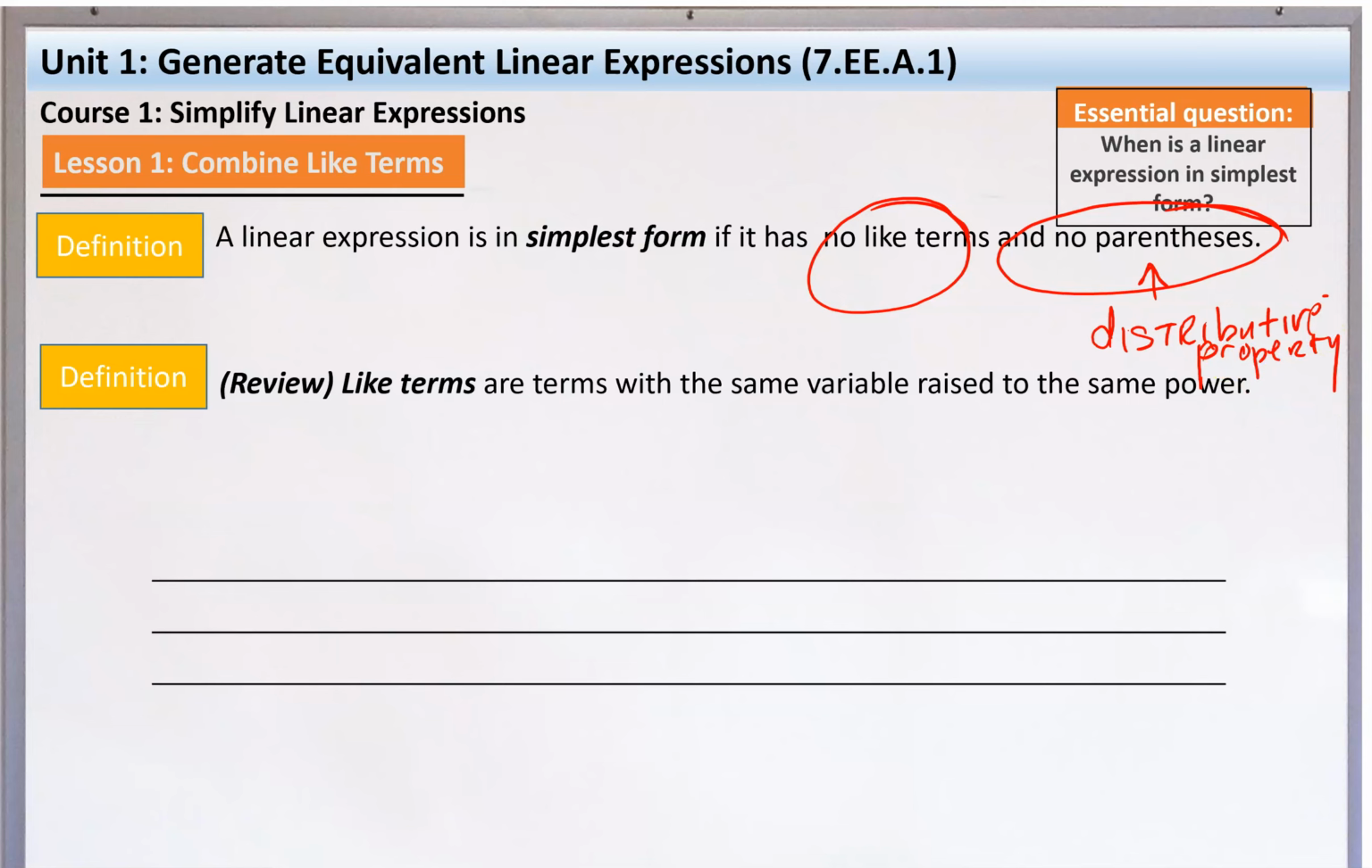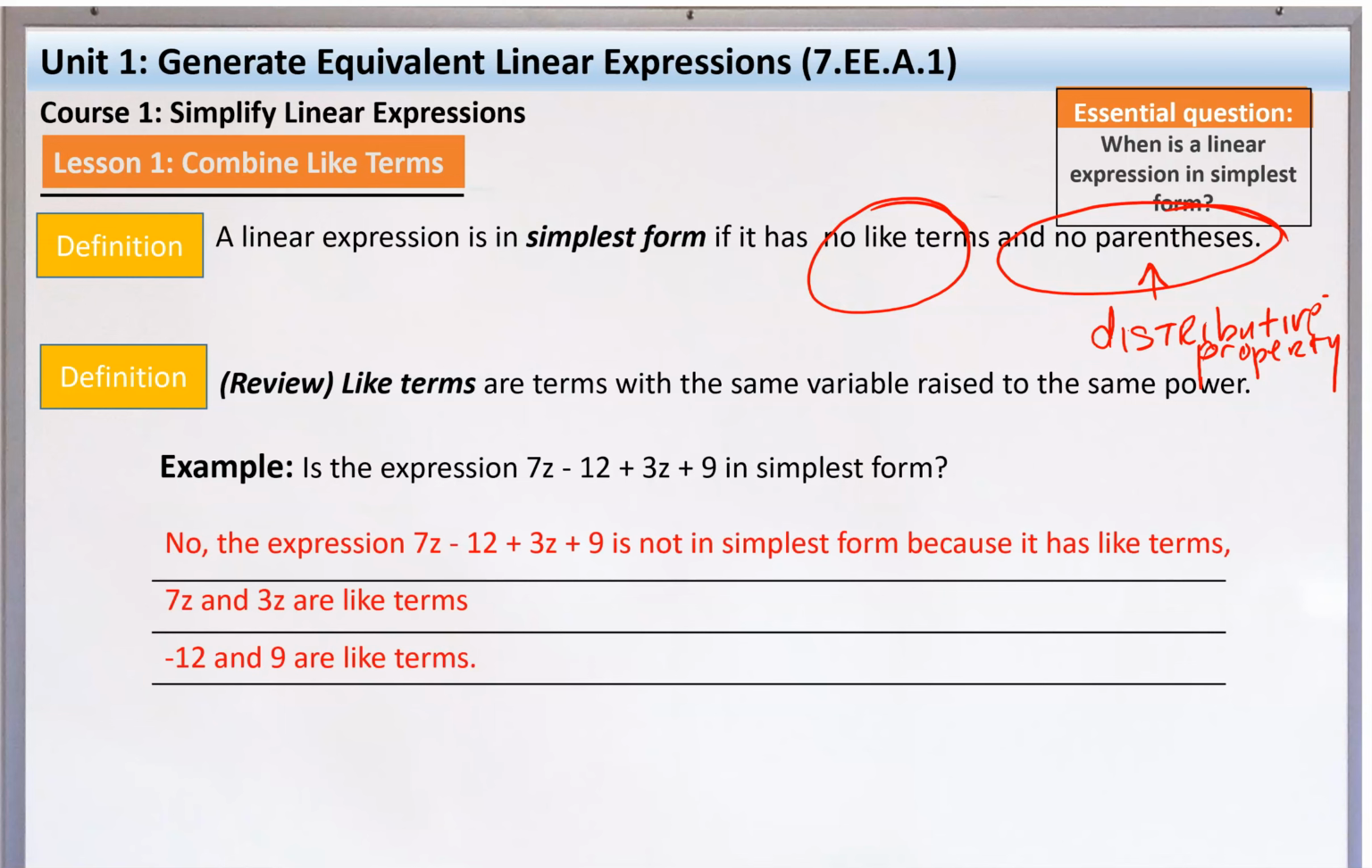So like terms are terms with the same variable raised to the same power. This is a quick review. For example, is this expression in simplest form? No, it's not, because although we don't have any parentheses, we do have like terms. 7z and 3z are like terms. Why? Because we have z to the power of 1.